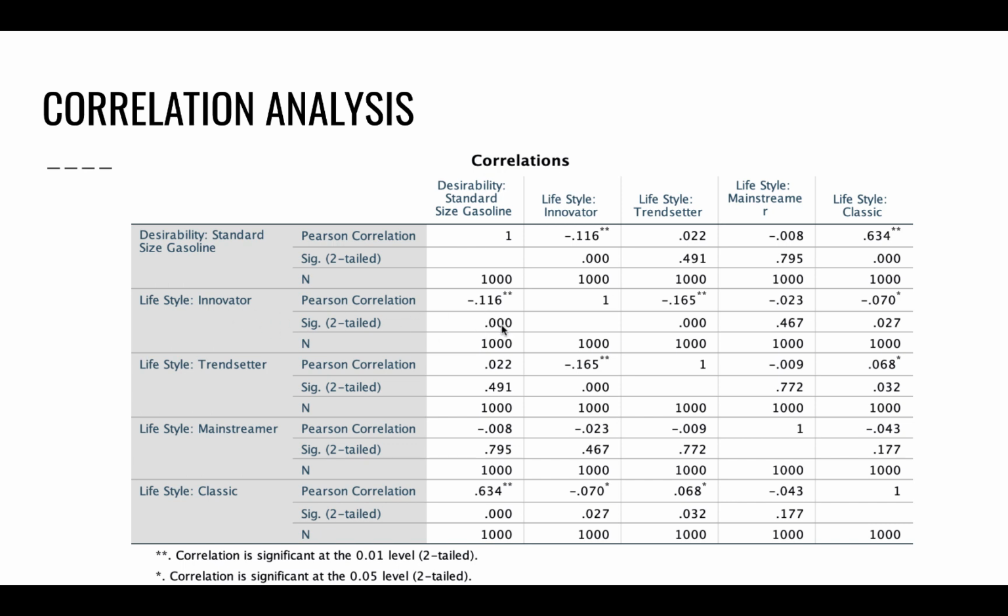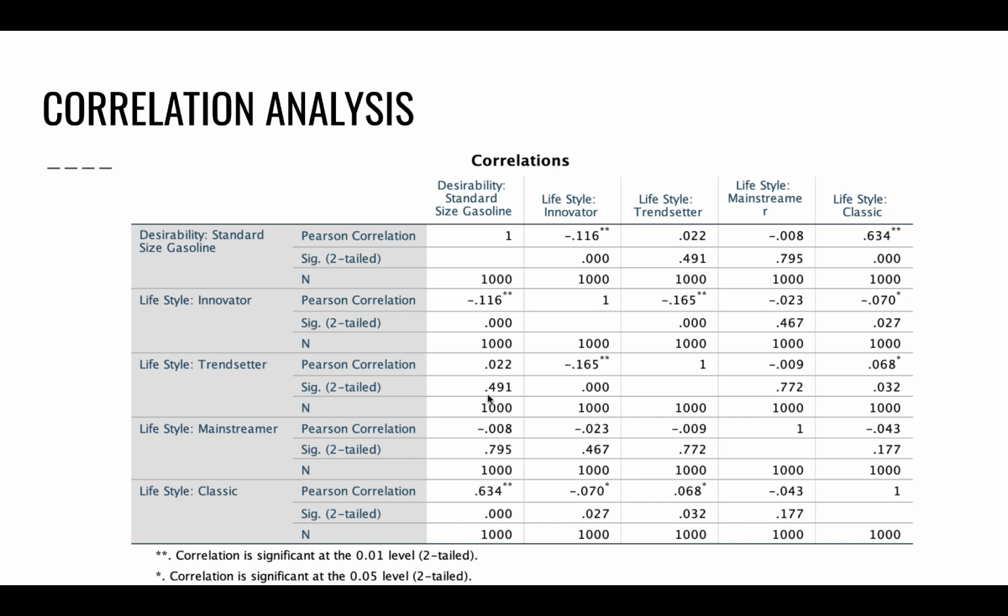Now, if we want to look at what that relationship actually looks like in terms of direction and strength, we look at the Pearson correlation coefficient. It is negative, and it is fairly weak. Is it close to 0? So we have a weak negative relationship. What that means in human language is that the more people consider themselves innovators, the less interested they are in a standard size gasoline car. So the less desirability they have for a standard size gasoline car, because this relationship is negative.